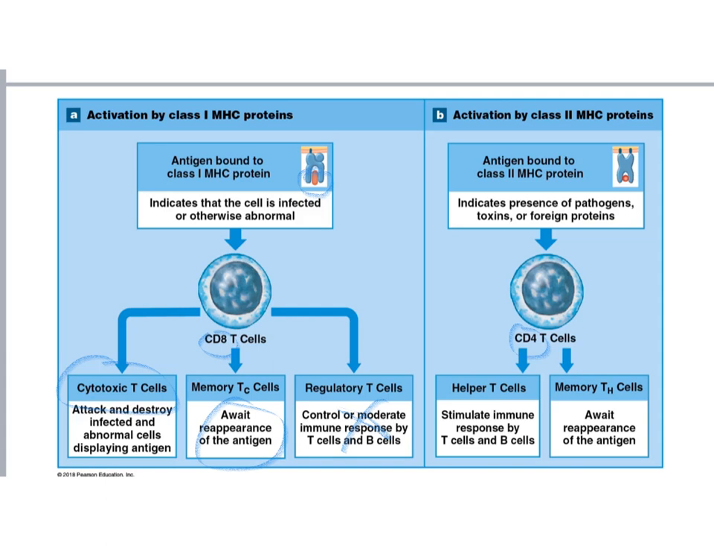If you have an antigen presenting cell with an MHC2 antigen complex, that's going to be presented typically to helper T cells, for example. Those helper T cells will then stimulate the immune response by cytotoxic T cells and B cells. Or you'll also get some memory helper cells that, just like the memory cytotoxic cells, will wait for the next time that antigen enters the body.